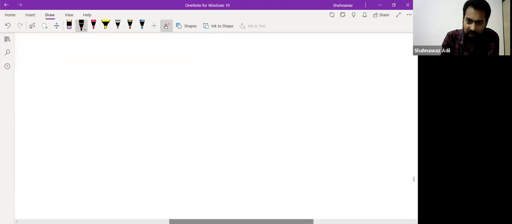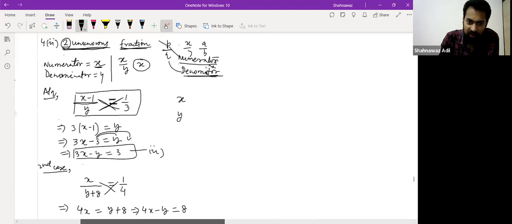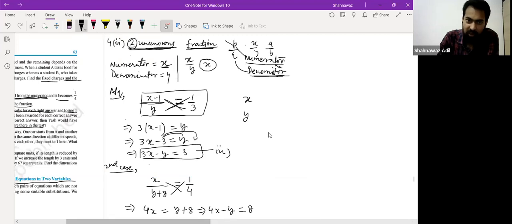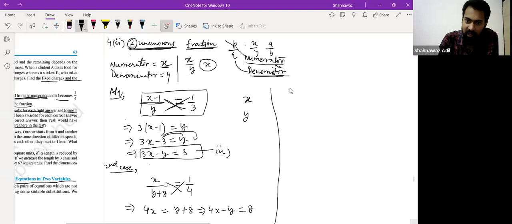So, what happened? Yes. Okay, so this becomes, right? So this becomes what? 4x minus, okay, yes. So this one is, okay, so 3x minus y is 3 and 4x minus y is 8.